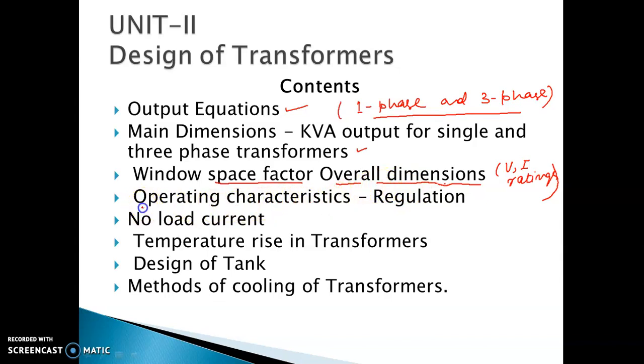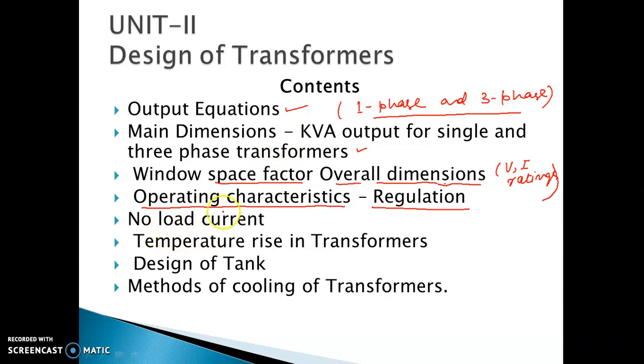Operating characteristics: we will see what the operating criteria and operating characteristics of the transformer are, and voltage regulation also. And we will see how the dimensions of the transformer are designed so that the regulation is good and the output power is maximum available. So a design factor will decide how much output power the transformer should give and how much load should be connected so that the transformer works satisfactorily.